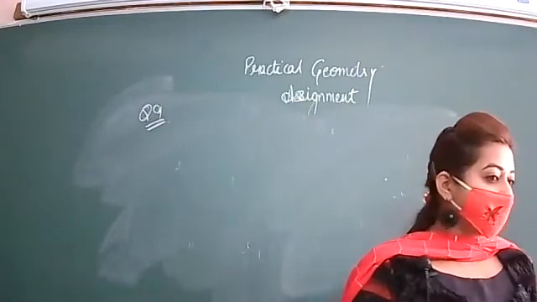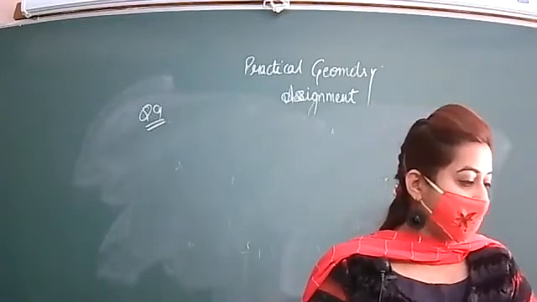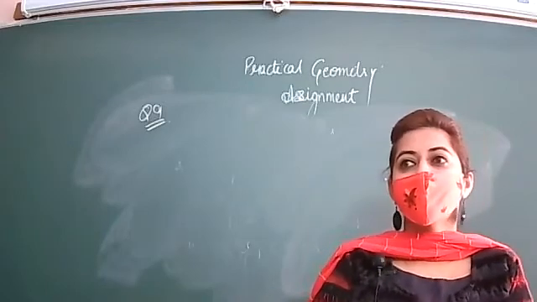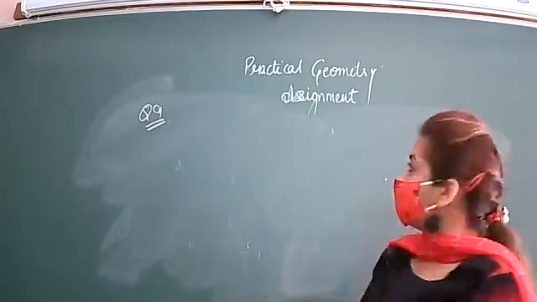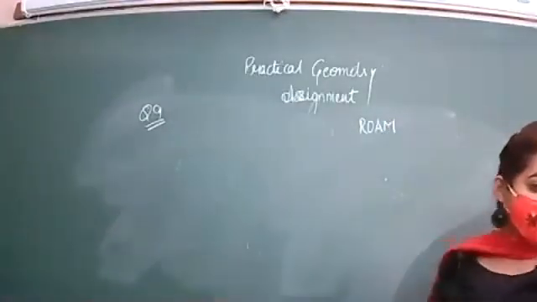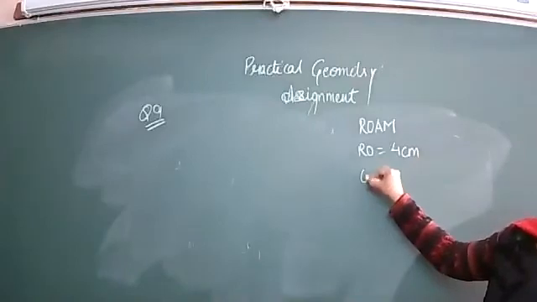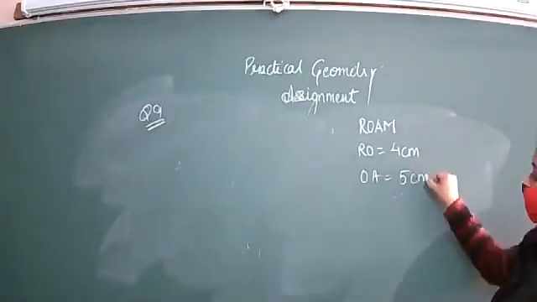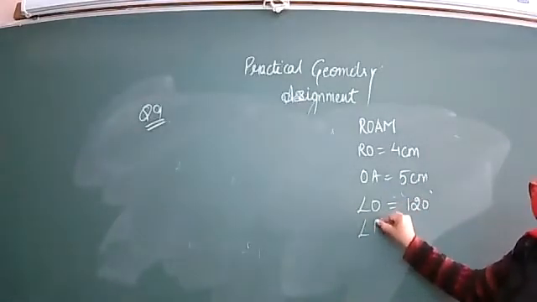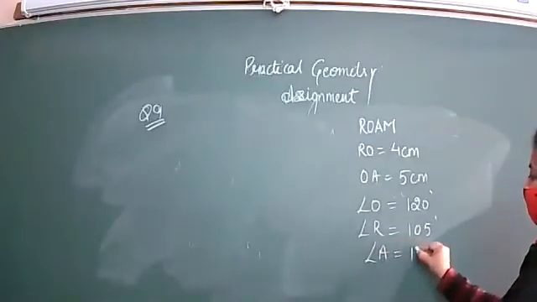Question number 9. Write down the statement. Is it possible to construct a quadrilateral ROMA in which RO is 4 centimeter, OA is 5 centimeter, angle O is 120 degree, angle R is 105 degree, angle A is 135.